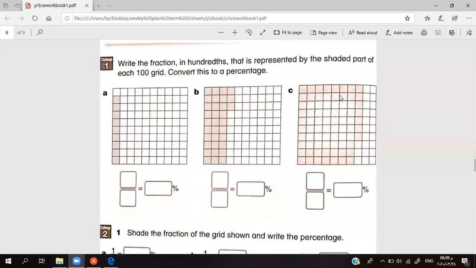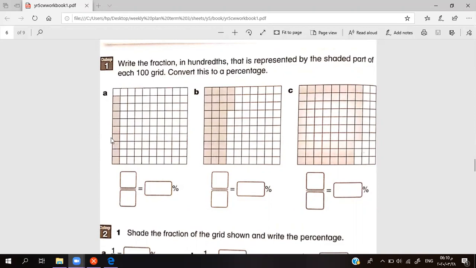now let's go to the page after it. Now we are in page 52. Okay. He's asking me, write the fraction in hundredths that is represented by the shaded part of each 100 grid and convert it into a percentage. We already learned this topic. Let's see how we're gonna do it.